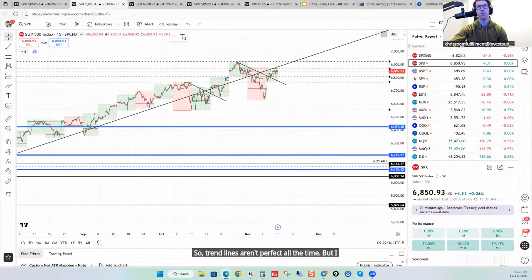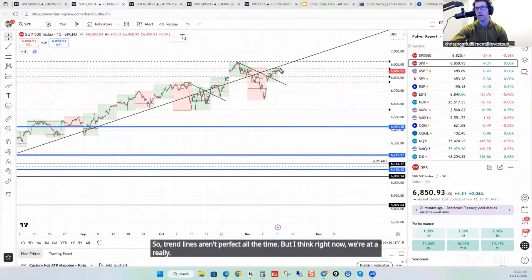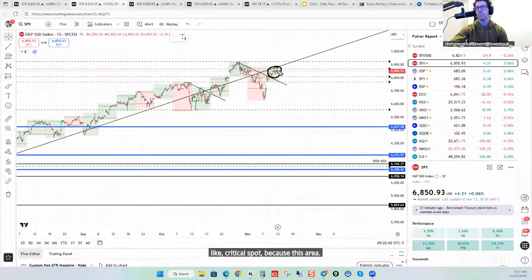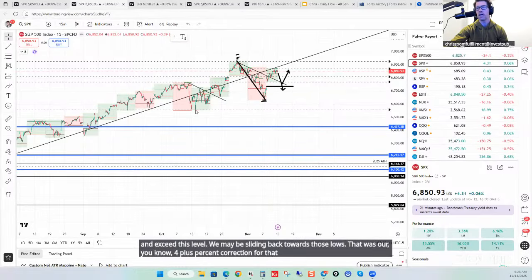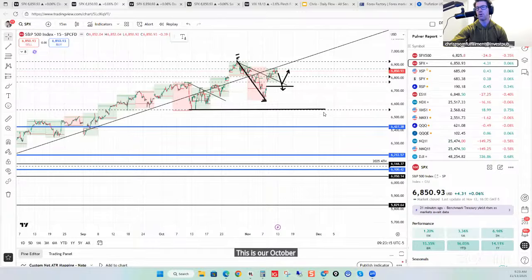But I think right now we're at a really critical spot, because if the bears take this back over, let's say we fill this gap here, let's find that price point. If we fill this gap around 67.30, and the bulls defend that level, I think we're good to continue to march towards all-time highs. If the bears reclaim and exceed this level, we may be sliding back towards those lows. That was our 4+% correction for that early November slide. This is our October 10th single day sell-off point.